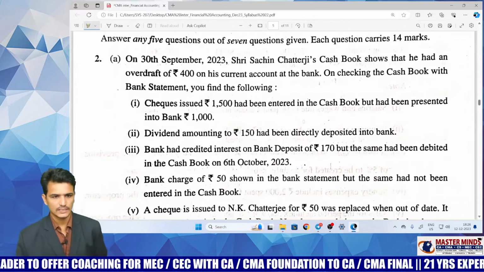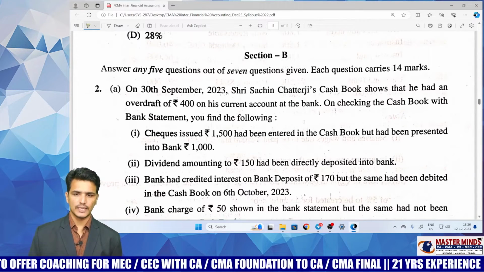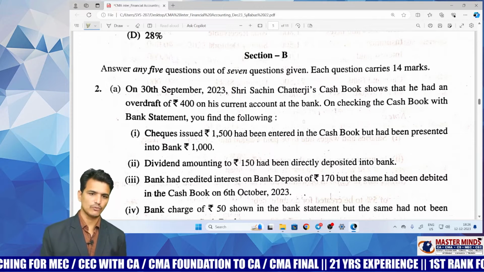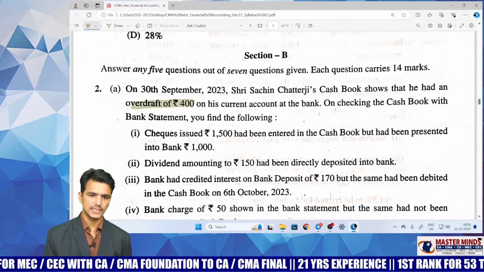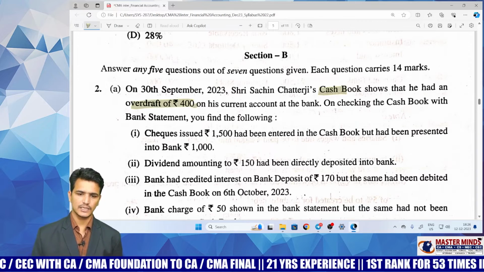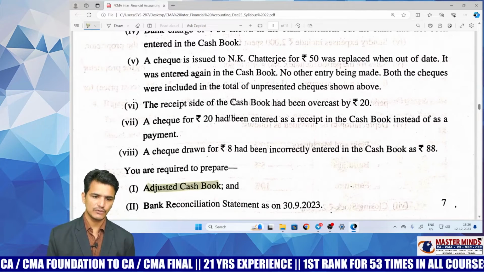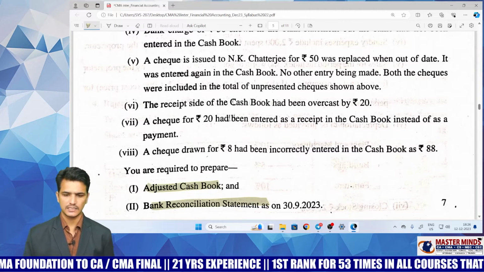Okay, next coming to question number 2A, which is related to bank reconciliation statement. They have given you the overdraft balance as per the cash book, and they are asking you to prepare the amended cash book or adjusted cash book, and also you are required to prepare the bank reconciliation statement.